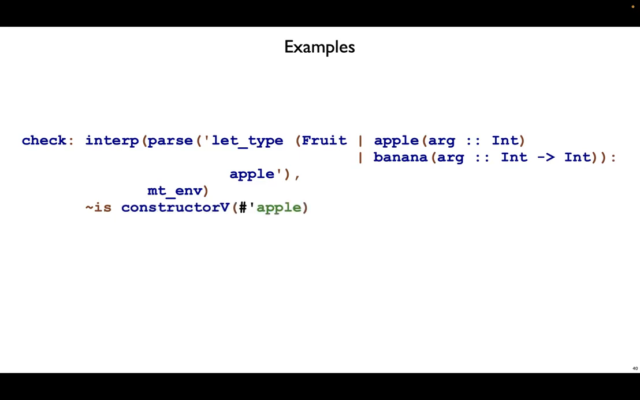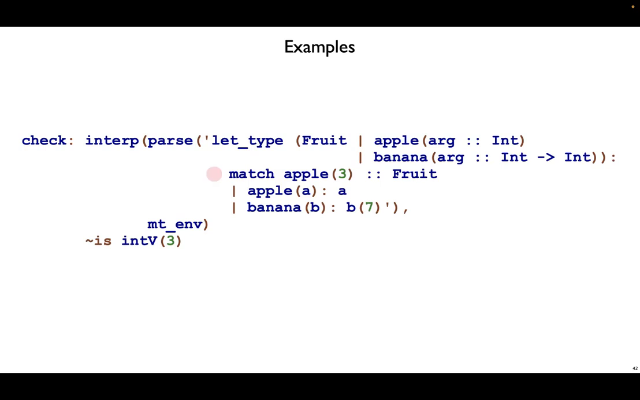For us, it makes the most sense to represent this with a constructor v value. So a constructor v is similar to a closure, but it's got built-in support. We'll know just from the tag apple what sort of function this constructor should behave as. Similarly, for banana, we would get a constructor value back with the different tag for banana.